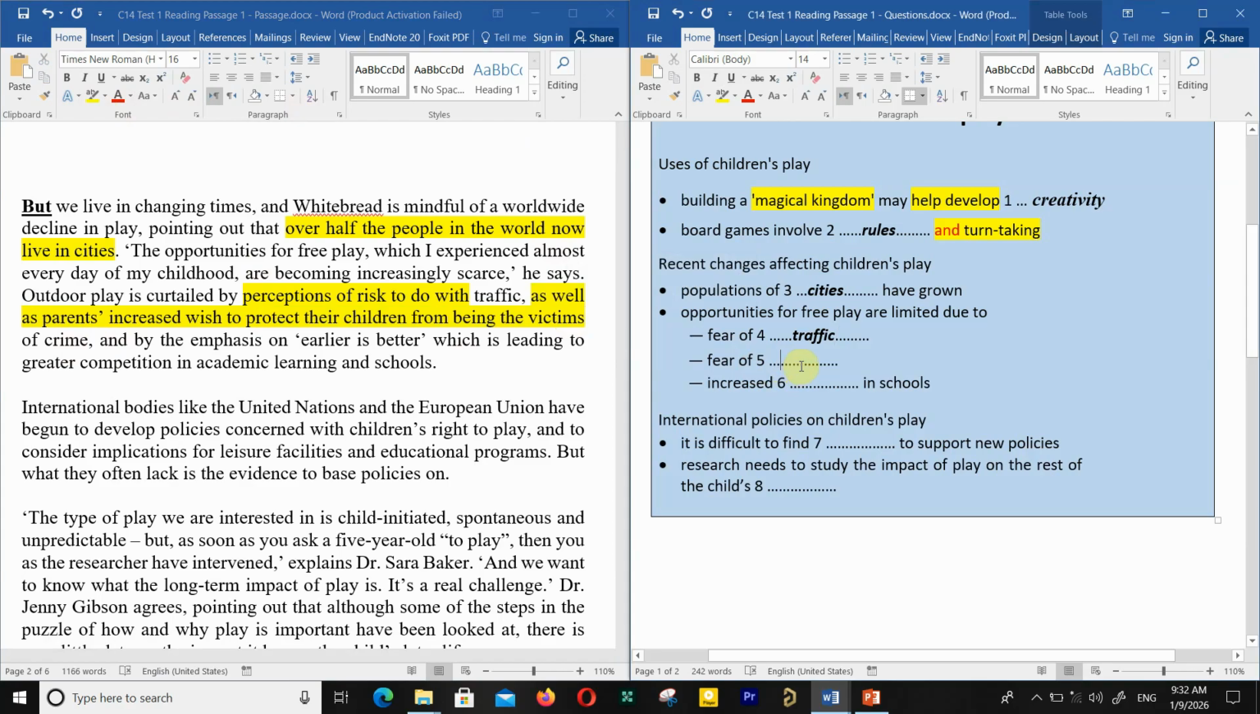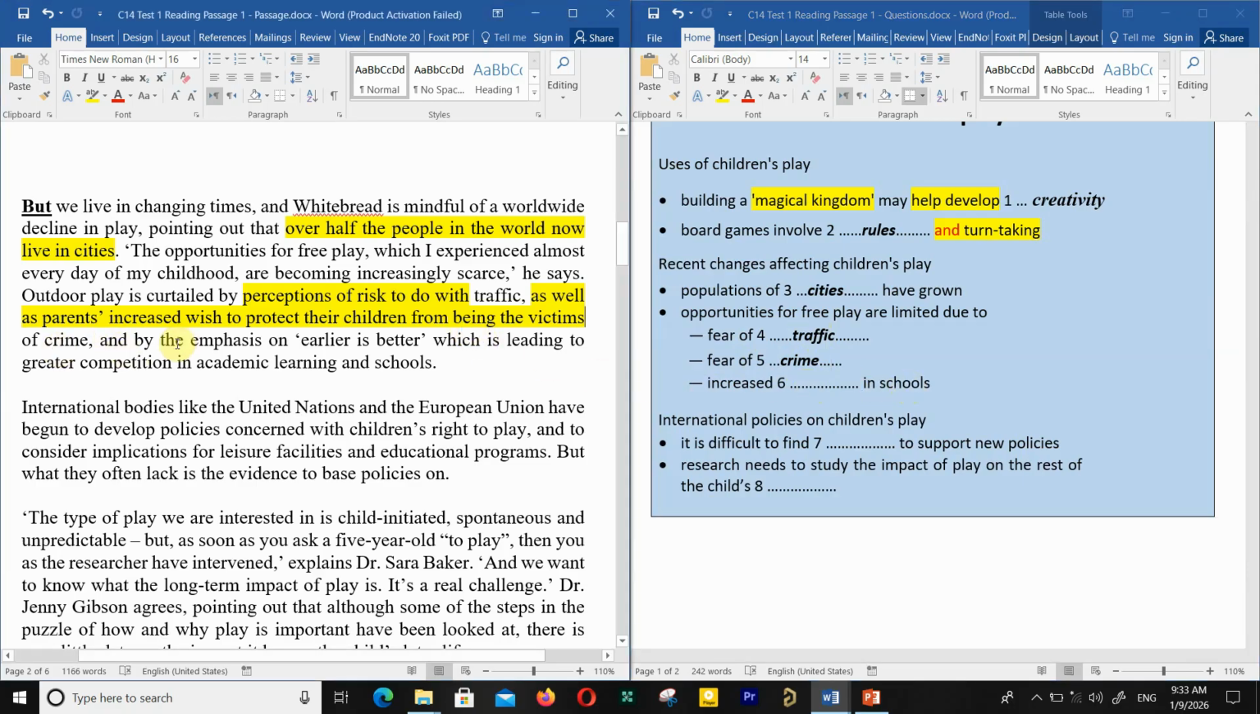Somehow it corresponds to this one. It's equivalent. It's not the same meaning. The concept is just the same. Crime. And again, 4 and 5 in either order. You can write for 4 crime and 5 traffic. No, not important. Okay. For question 6, increased what in schools?